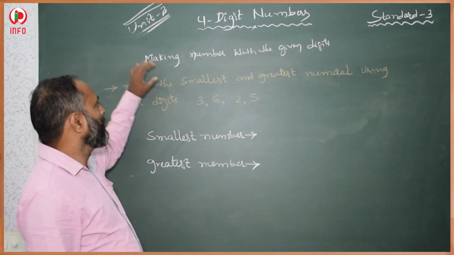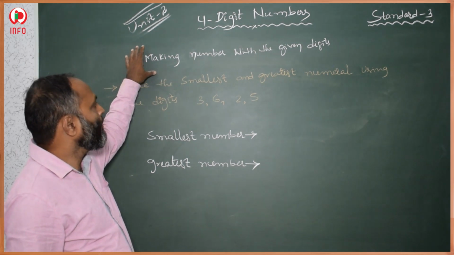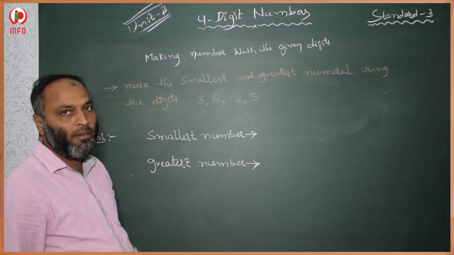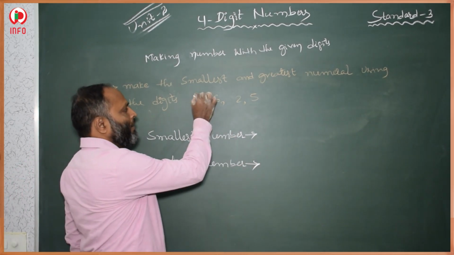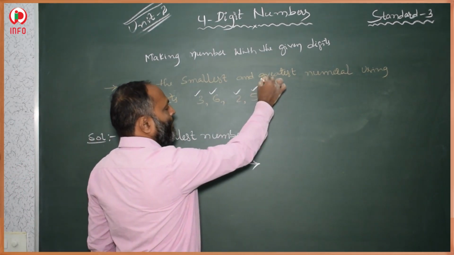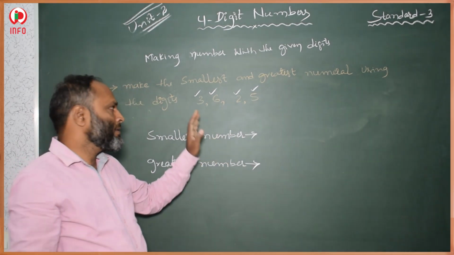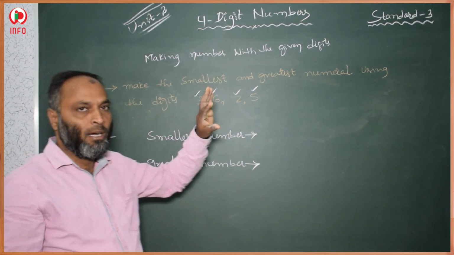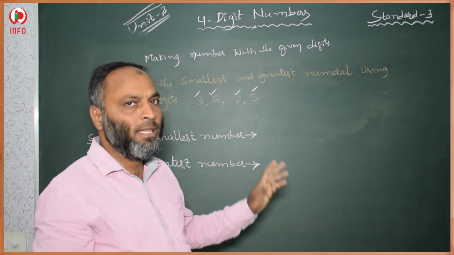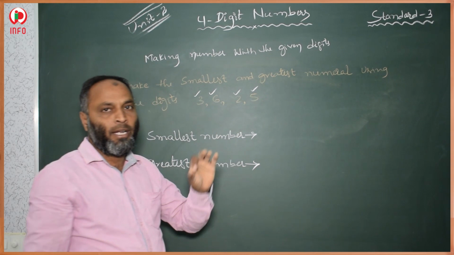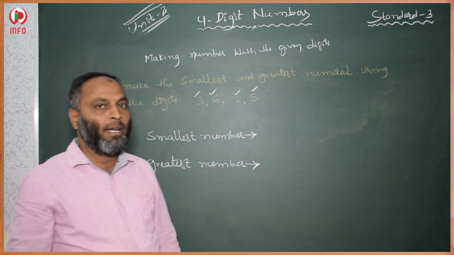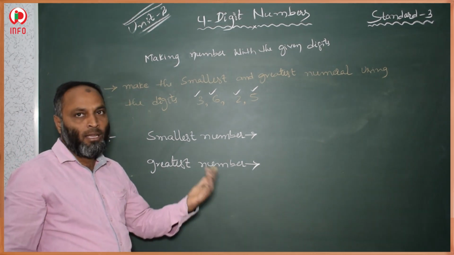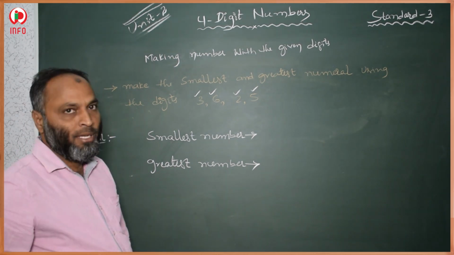Dear students, we have to make numbers using the given digits. What are the given digits here? 3, 6, 2, 5. These are the given digits. After giving these digits, what is he asking? He is asking us to make the smallest number and also the greatest number using these digits. Then how to make the smallest number and how to make the greatest number?